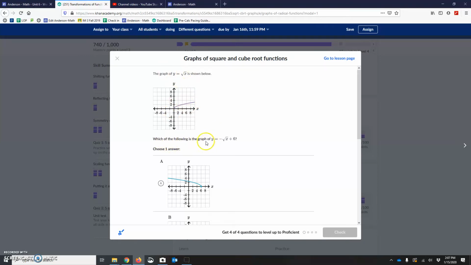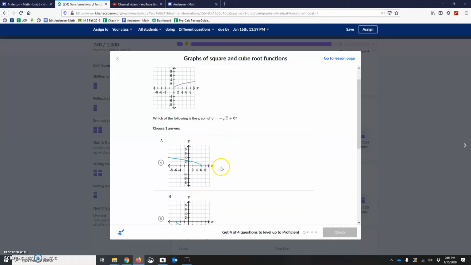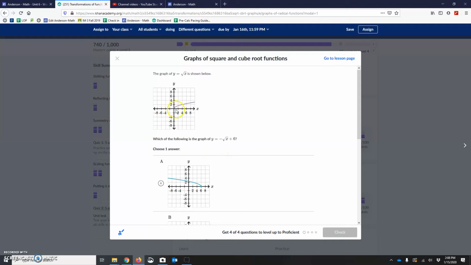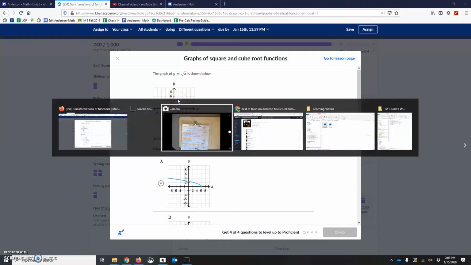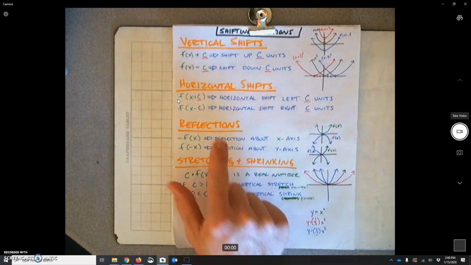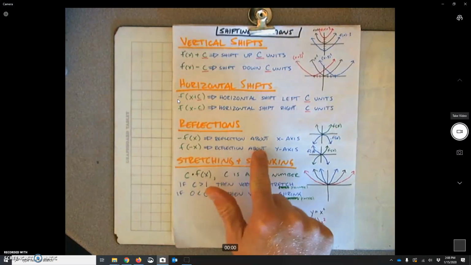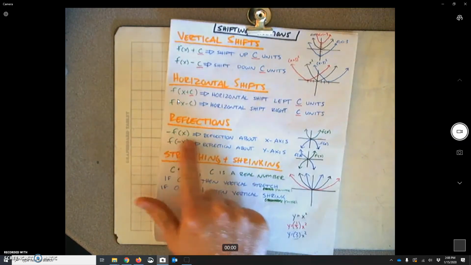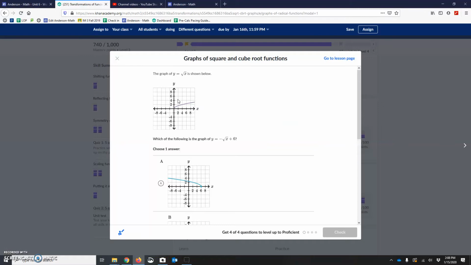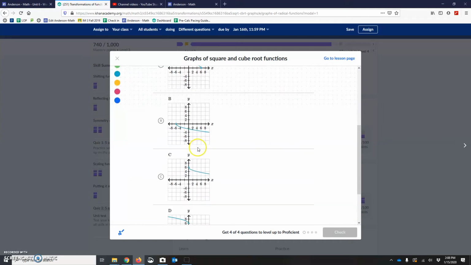Which of the following is the graph of y equals negative square root x plus 6? Choose one answer. Okay, so negative on the outside of our function. If you remember on our little formula sheet, negative on the outside is down here, reflection about the x-axis. So this negative sign out front is going to make us go on the bottom side of the x, and we're going to go up 6. So up here and something like that. There it is. C.